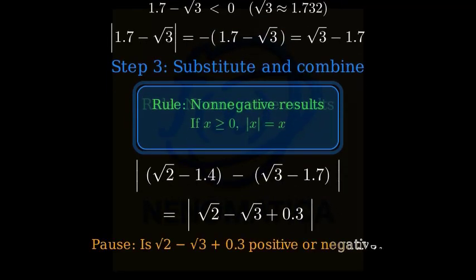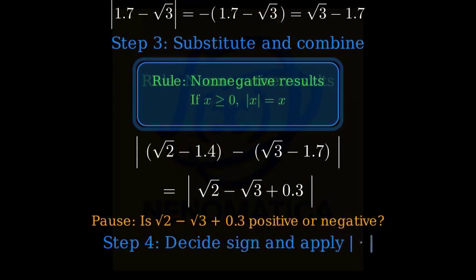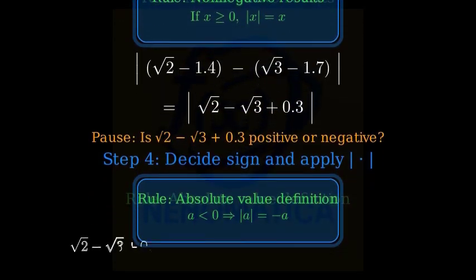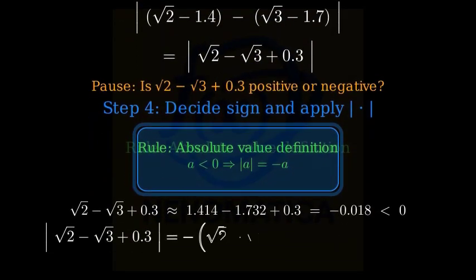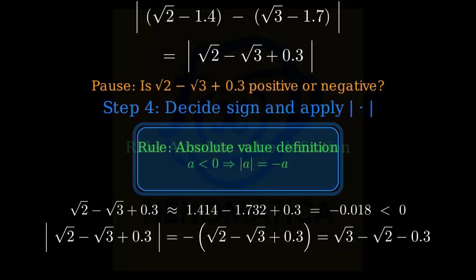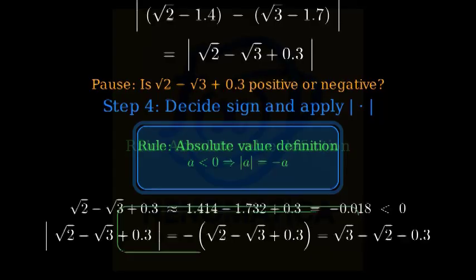Pause and reflect. Is the inside value positive or negative? Estimate the roots to decide before we reveal it. Step 4. Estimate. Square root of 2 is approximately 1.414, and square root of 3 is approximately 1.732. So square root of 2 minus square root of 3 plus 0.3 equals about negative 0.018, which is less than 0. Therefore, the absolute value equals the negative of that quantity. The final simplified result is square root of 3 minus square root of 2 minus 0.3. Final answer.